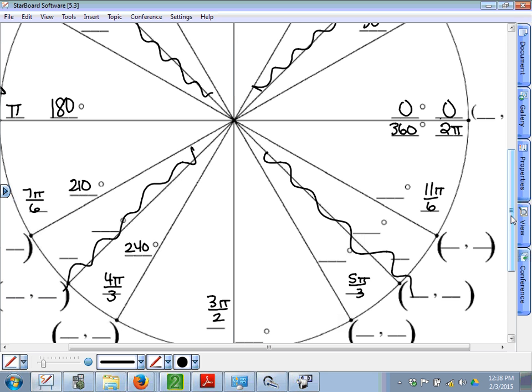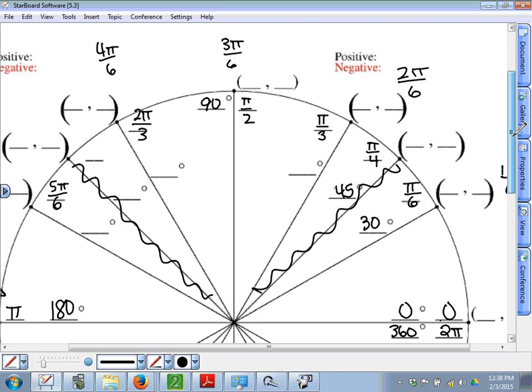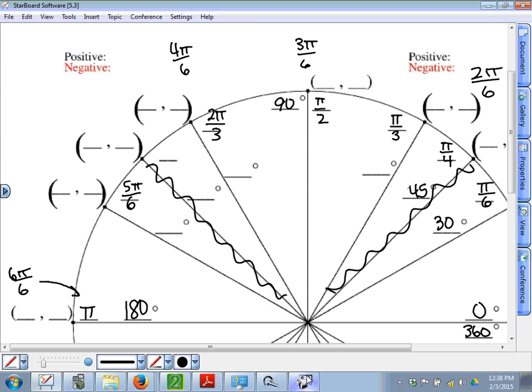Could you like to zoom out? This is as far out zoomed as I can do. Go to the top line. Okay.